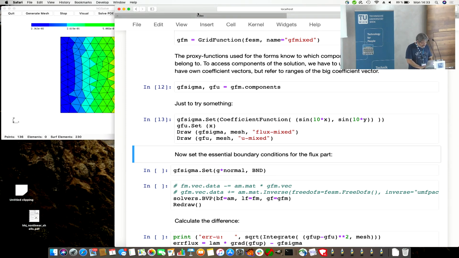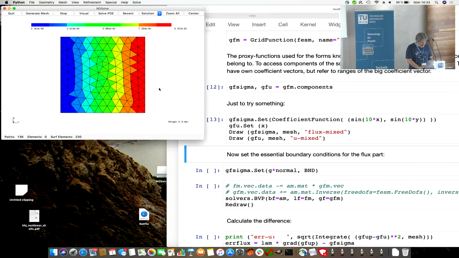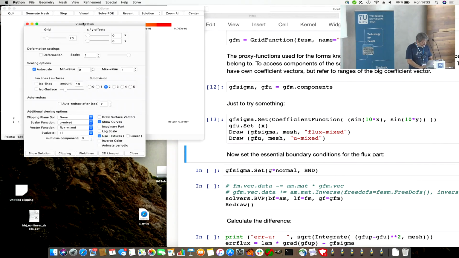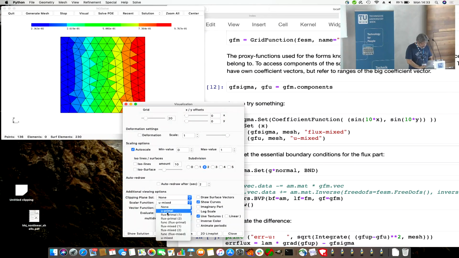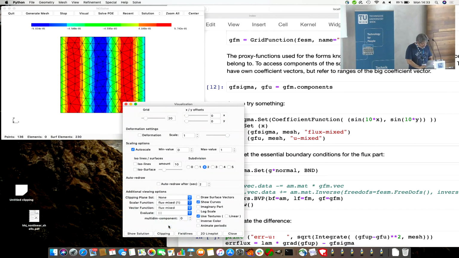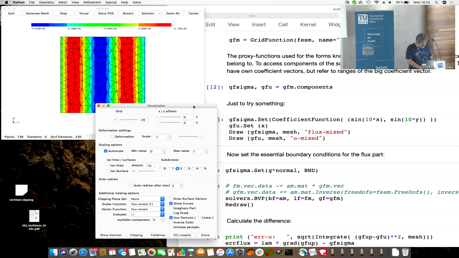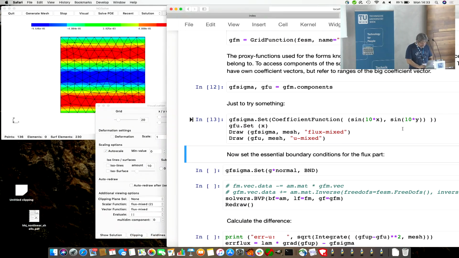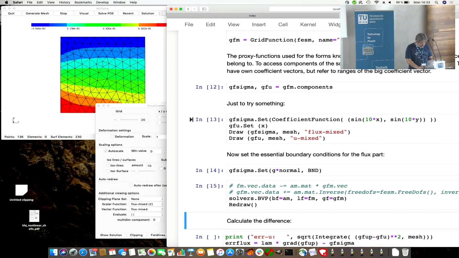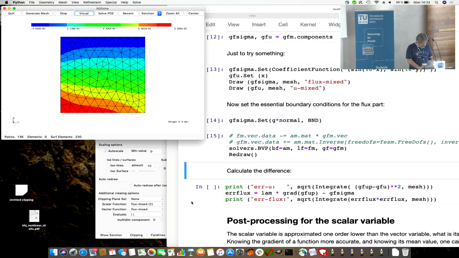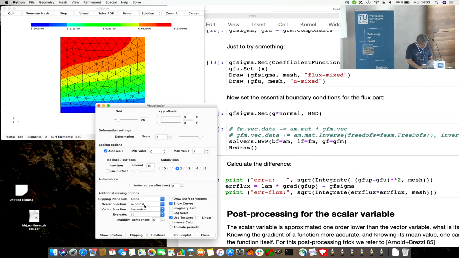What we see here, we see the u, which we have set to x, so it's a piecewise constant field. The flux mixed is a sine 10x. Flux mixed 2 is the y component. Okay, we now set the essential boundary values for the HDiv function, the boundary, and use a BVP to solve the problem.